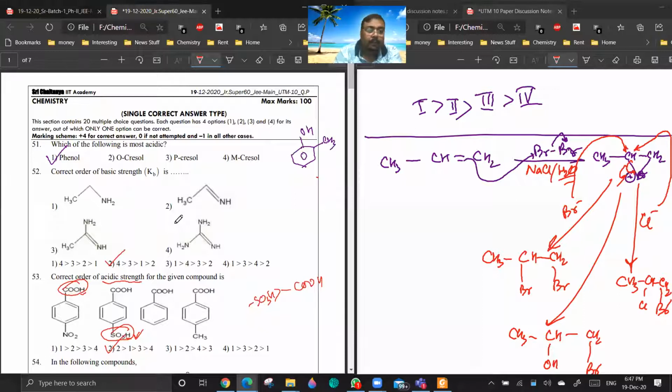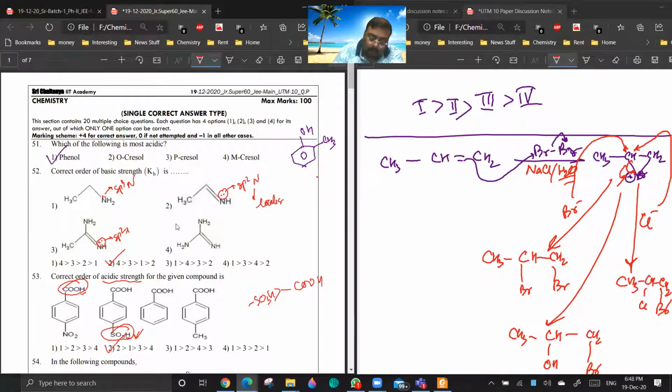Now 51, 52. Is there any doubt? 52, I have discussed this in the class also. You see, this is an sp2 nitrogen, this is an sp3 nitrogen. This is a localized sp2 nitrogen. Here you have an sp2 nitrogen which is localized, and here also you have an sp2 nitrogen which is localized.